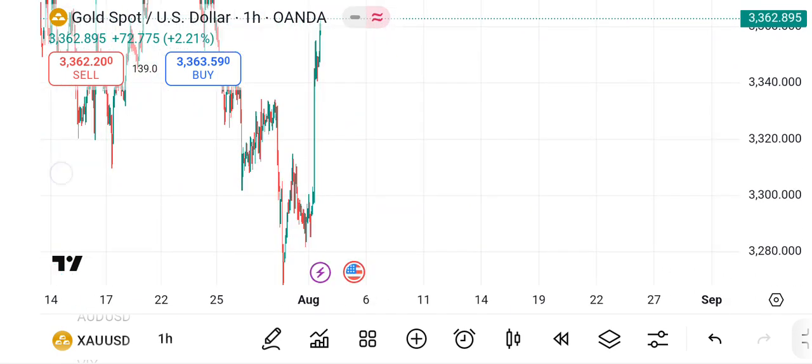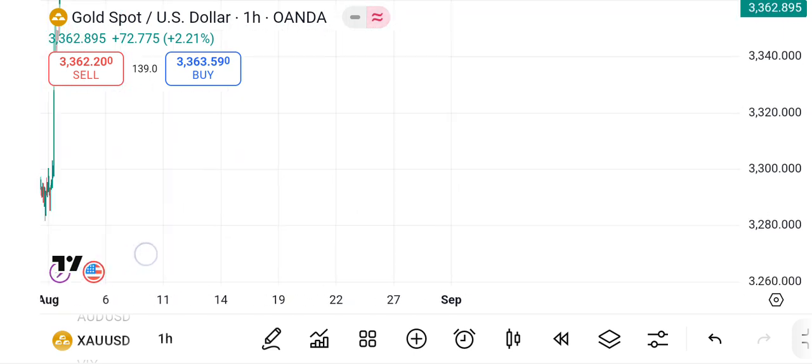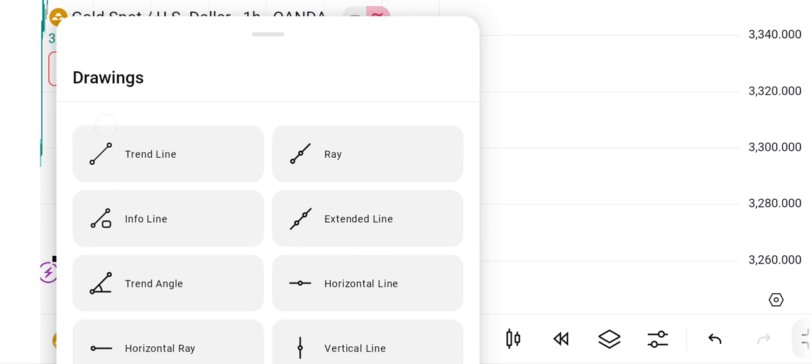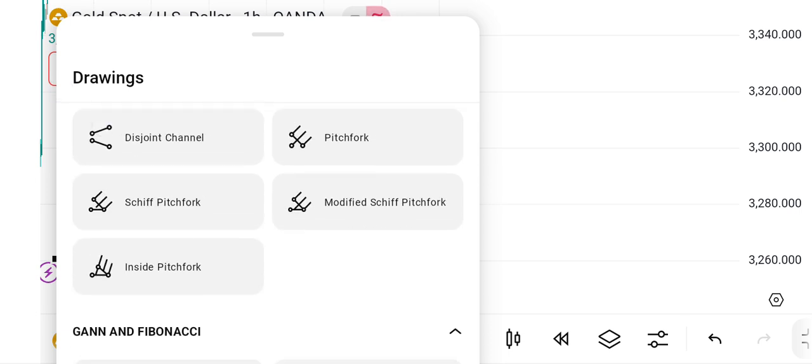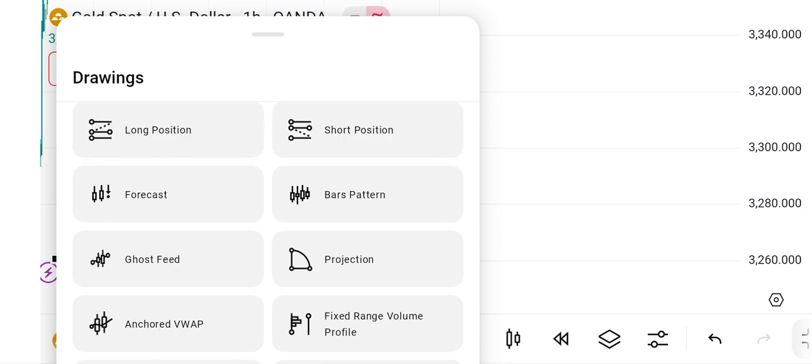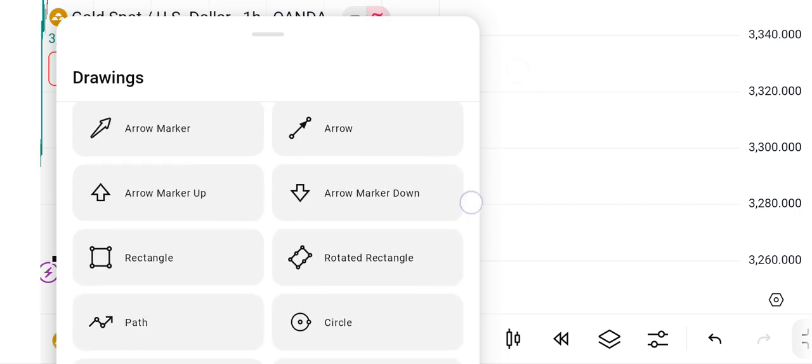For now, I'm teaching you guys the basic market structure. We still use our basic price action, for those of you who have been with me ever since. And mind you, this is a new device I just got last week.